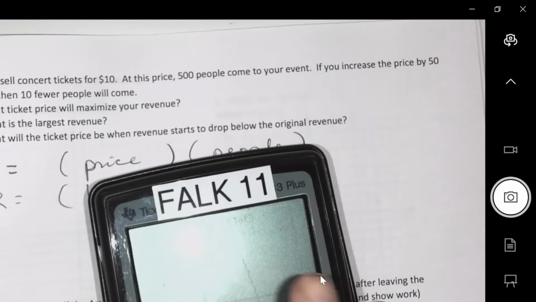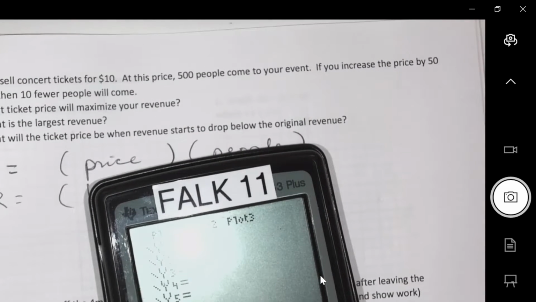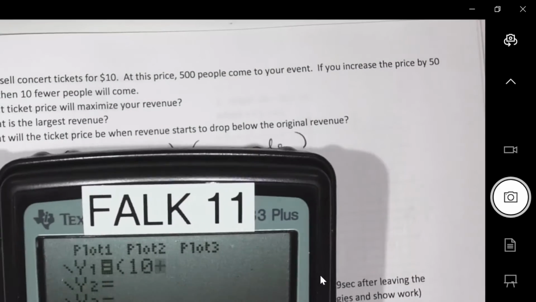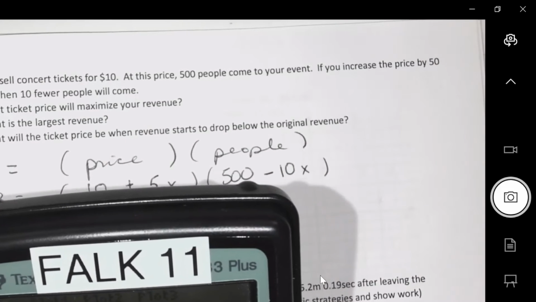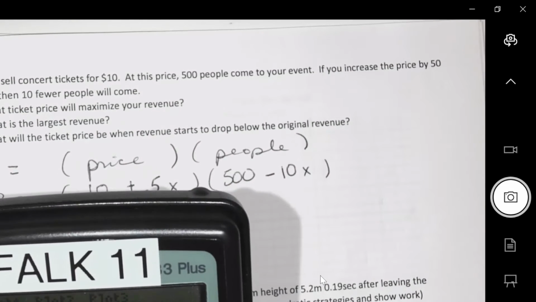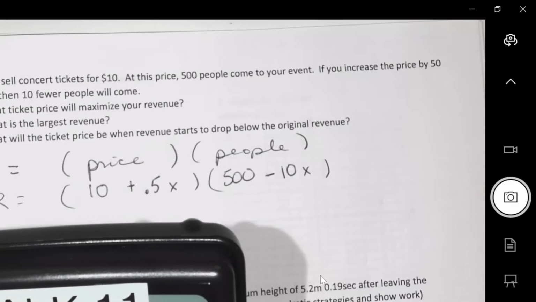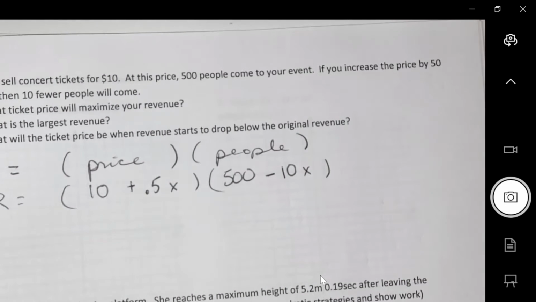So I can type that into my calculator just as I do. My pre-calcers would have to FOIL that all out and do it all by hand, but you get to just type.